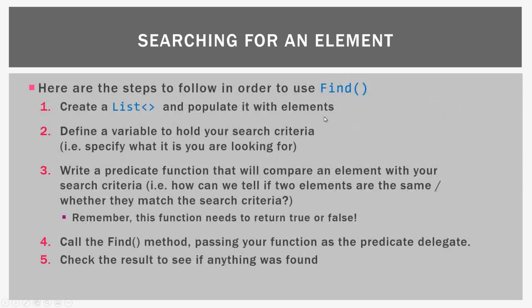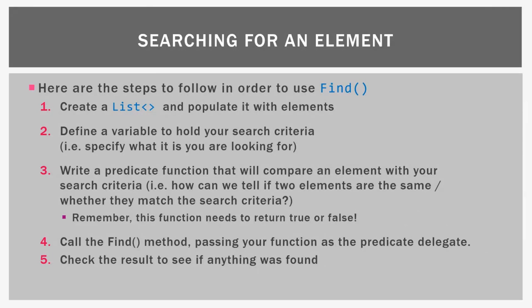So here are the steps. We've done some of them already. Create a list and populate it with elements. That's done. Define a variable to hold your search criteria. That is, what are you looking for? And then write a predicate function that will compare an element with your search criteria and determine whether or not they match. That function needs to return true or false. Then we call the find method, passing the function as the predicate, and then we check the result, see if anything was found. It'll either be null if nothing matches, or it will return the matching object. So let's take a look at some code that does this.